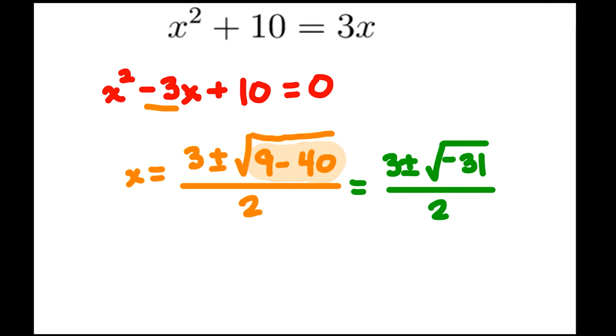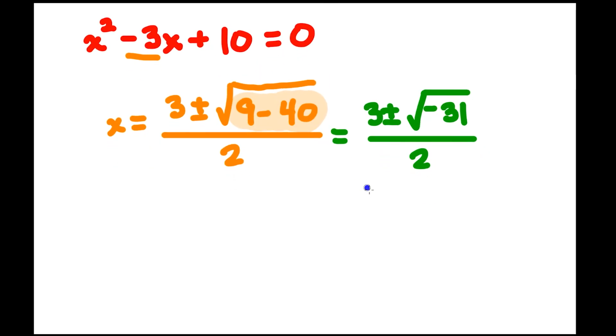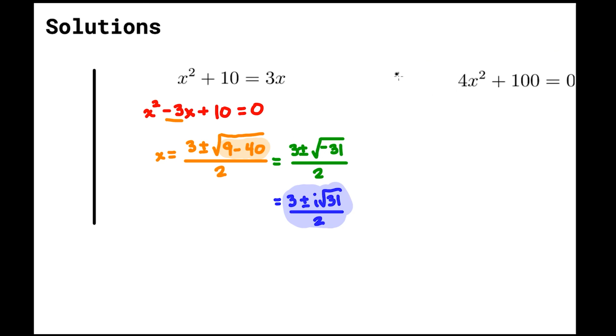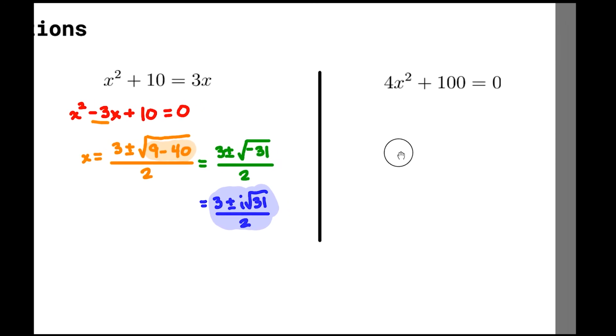And you end up with something like this. Now from here, if you notice, it looks like it's simplified, but you can't have the negative underneath the square root like that. So we're going to do 3 plus or minus. We're going to pull that i out. So now that negative 31 becomes positive 31, and then we're still dividing it by 2. And you end up with your final answer to be 3 plus or minus, so that means there's 2 answers there, i root 31 over 2. Again, make sure you use your calculator to check that.